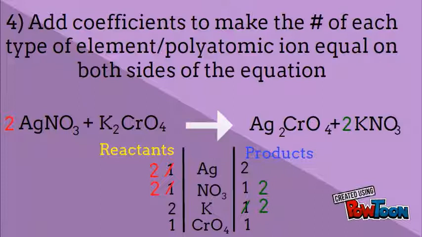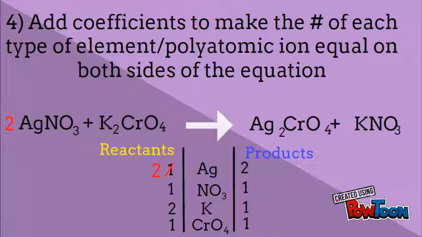The fourth step is to add coefficients to make the number of each type of element or polyatomic ion equal on both sides of the equation. First, cross off the 1 in the reactant side of Ag in the chart. This causes a 2 to be in front of AgNO3 in the chemical equation.